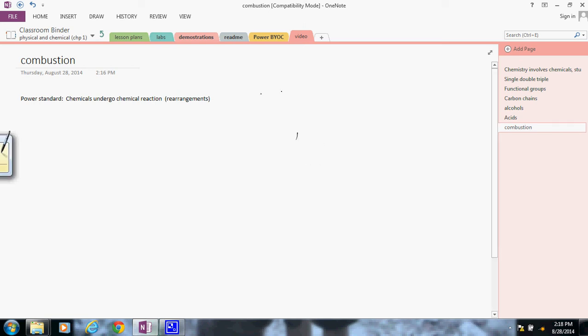For a chemical reaction, the power standard is essentially that chemicals in chemistry undergo chemical reactions or rearrangements. And in this chapter, the chemical reaction that we are going to be highlighting is that of combustion.